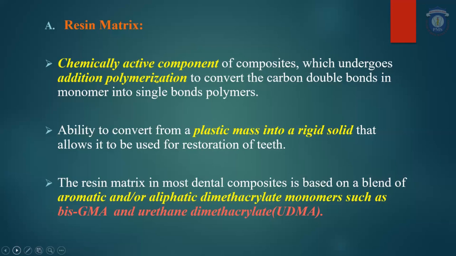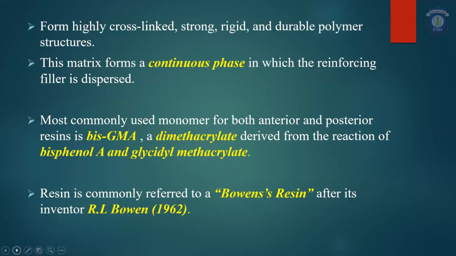Both of these methacrylate groups contain carbon-carbon double bonds that will be converted to carbon-carbon single bonds during polymerization. That can result in a very strong, highly cross-linked matrix. Examples of these monomers are bis-GMA and UDMA, urethane dimethacrylate. As I told earlier, they form highly cross-linked, strong, rigid, and durable polymer structures. This matrix forms a continuous phase in which the fillers, the inorganic or organic fillers, are dispersed.